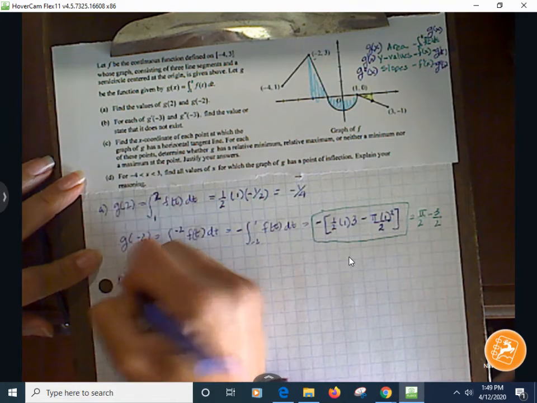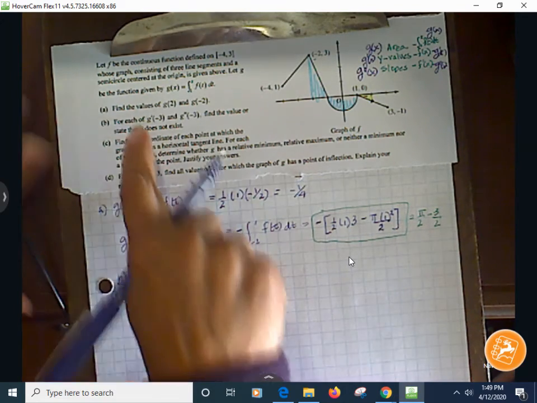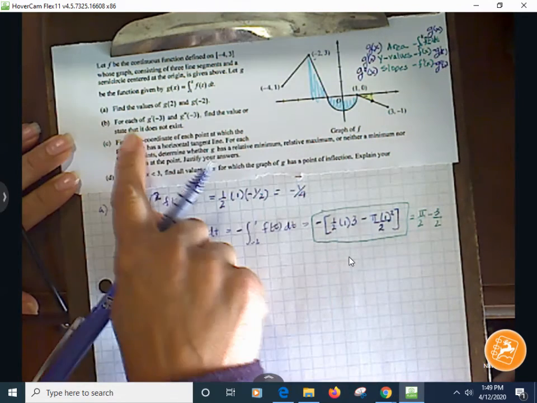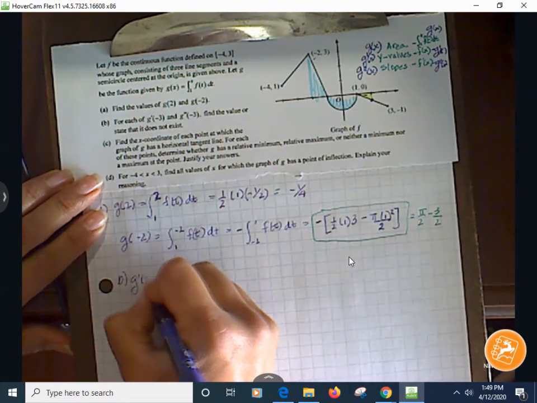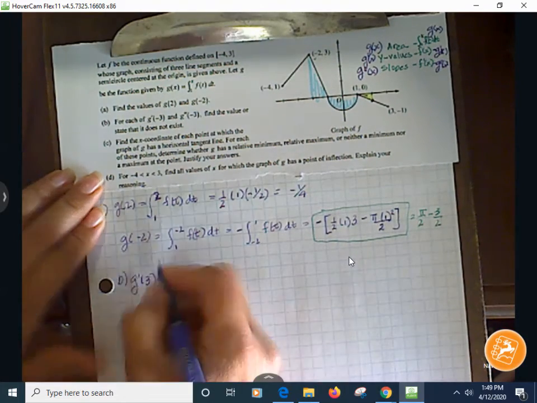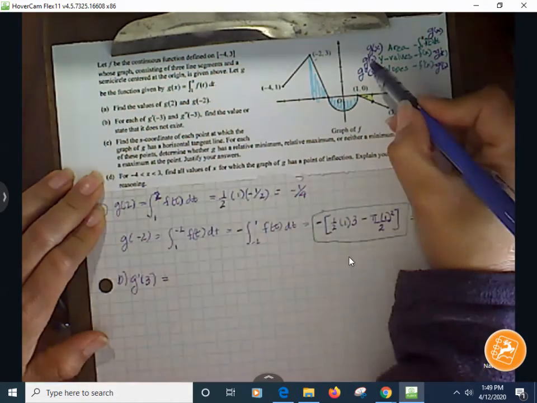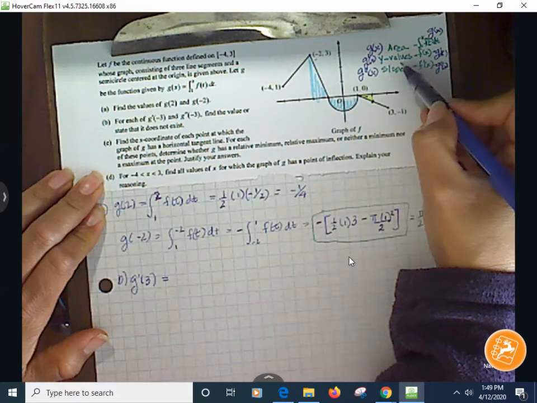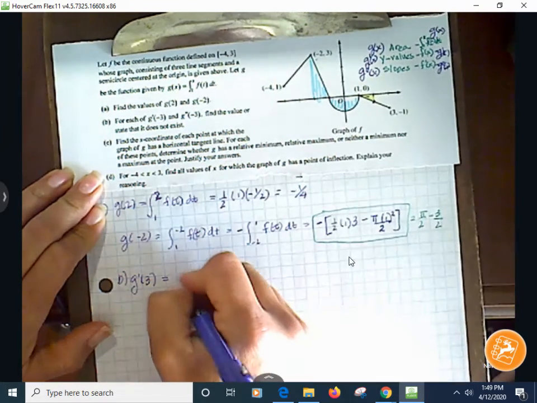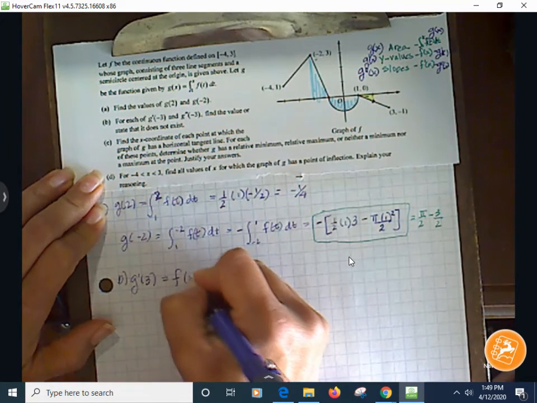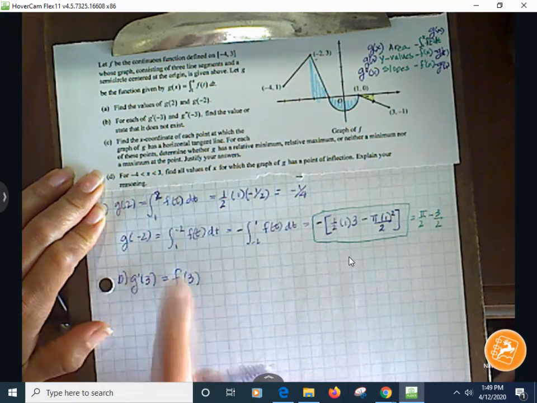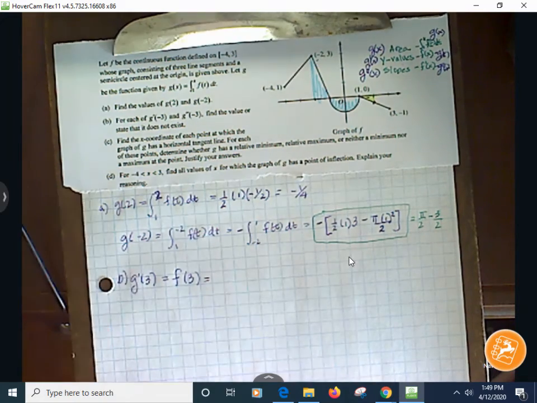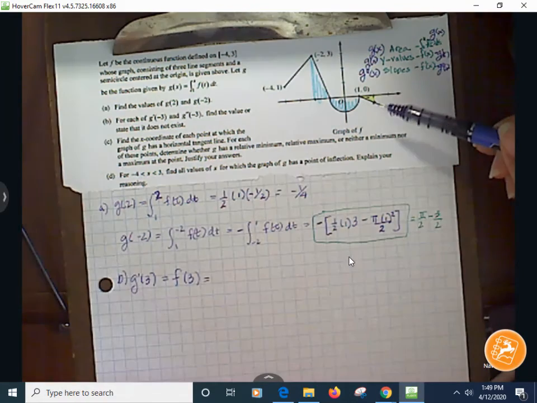Part B, it says for each of g prime of 3 and g double prime, find the value or state that it does not exist. Okay, so let's see, g prime of 3. Well, here is g prime of x. G prime of x is the y values, which is f of x. So I'm going to replace my x with 3. So g prime of 3 is equal to f of 3, which is the y values. And all I have to do is look at the y values of f.